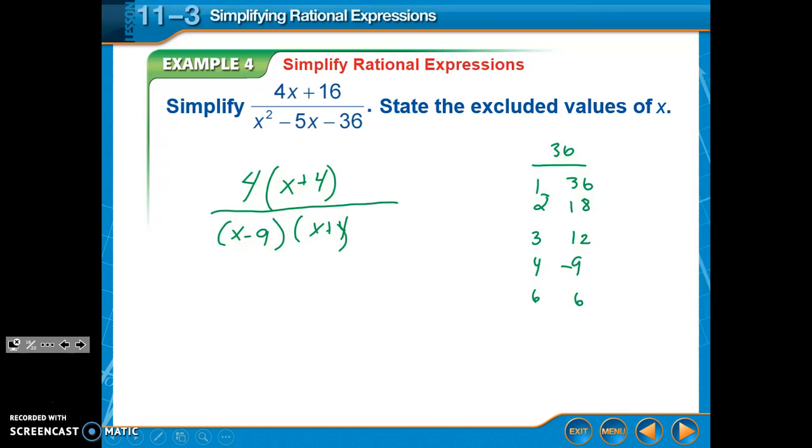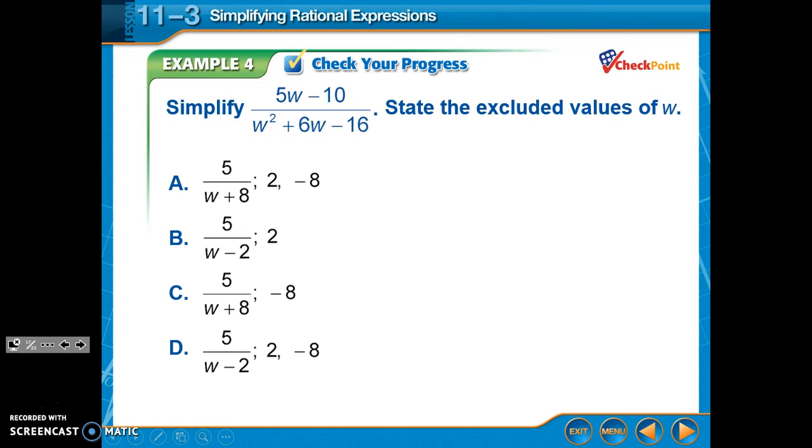Okay? And now when I did this, I ended up getting x plus 4 in both the top and bottom. So first, before I do this, I want to state excluded values, just like I did before. My excluded values are x equals 9 and x equals negative 4, if I set each of these equal to 0. Okay? And then I can cancel. So simplifying this, I get 4 over x minus 9. And that's my simplified version of that problem. All right? So you guys do this one, state the excluded values, and simplify.